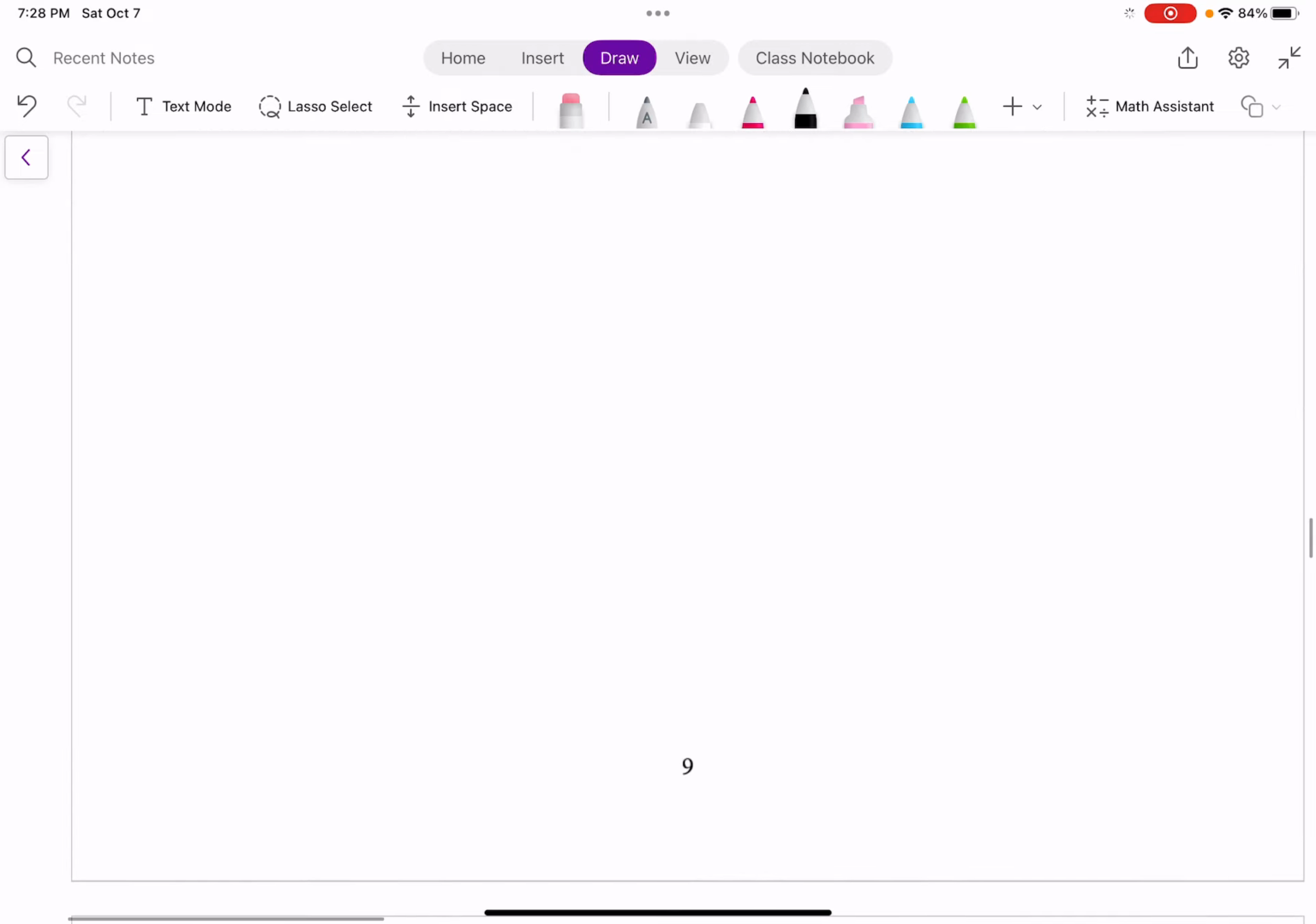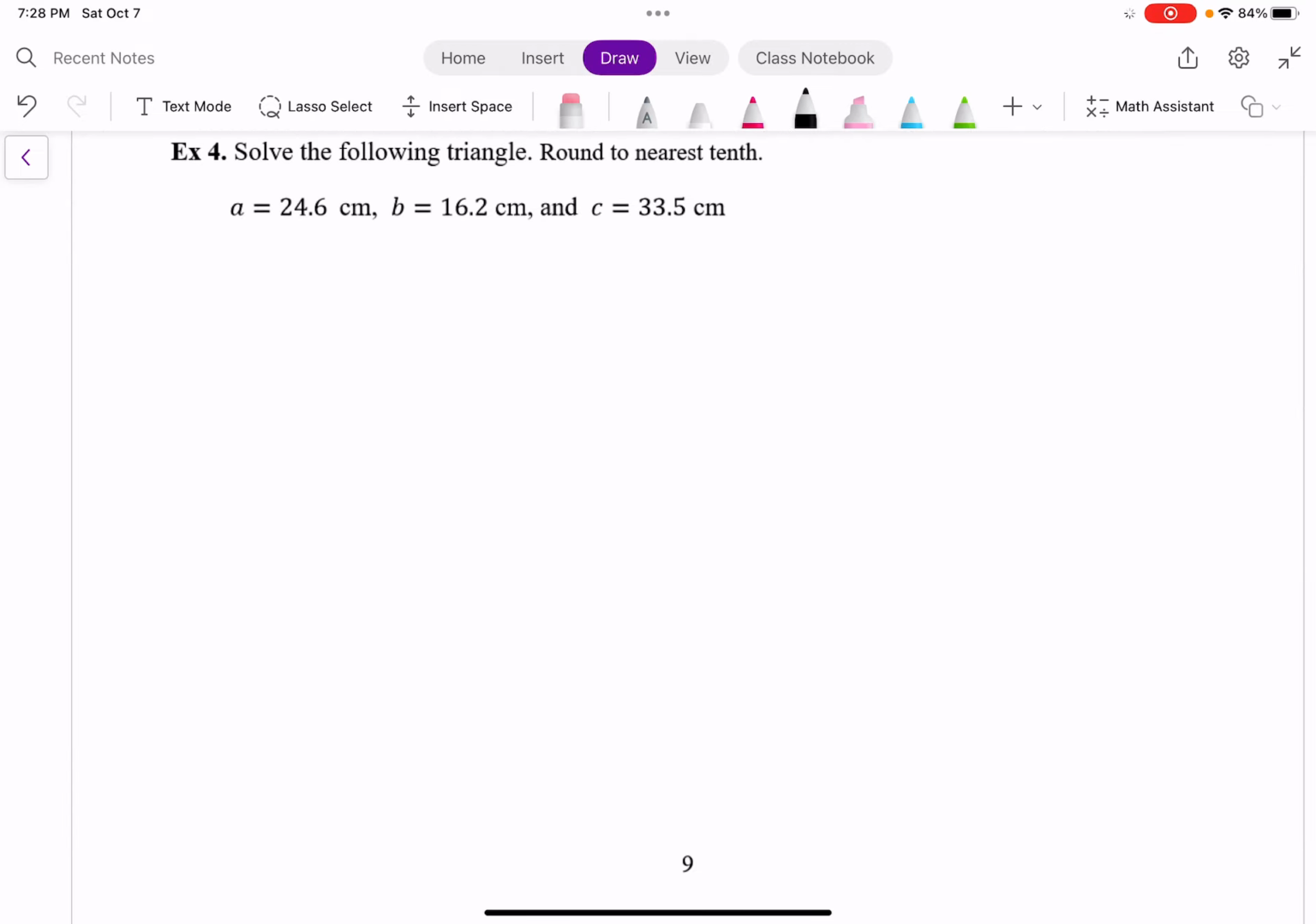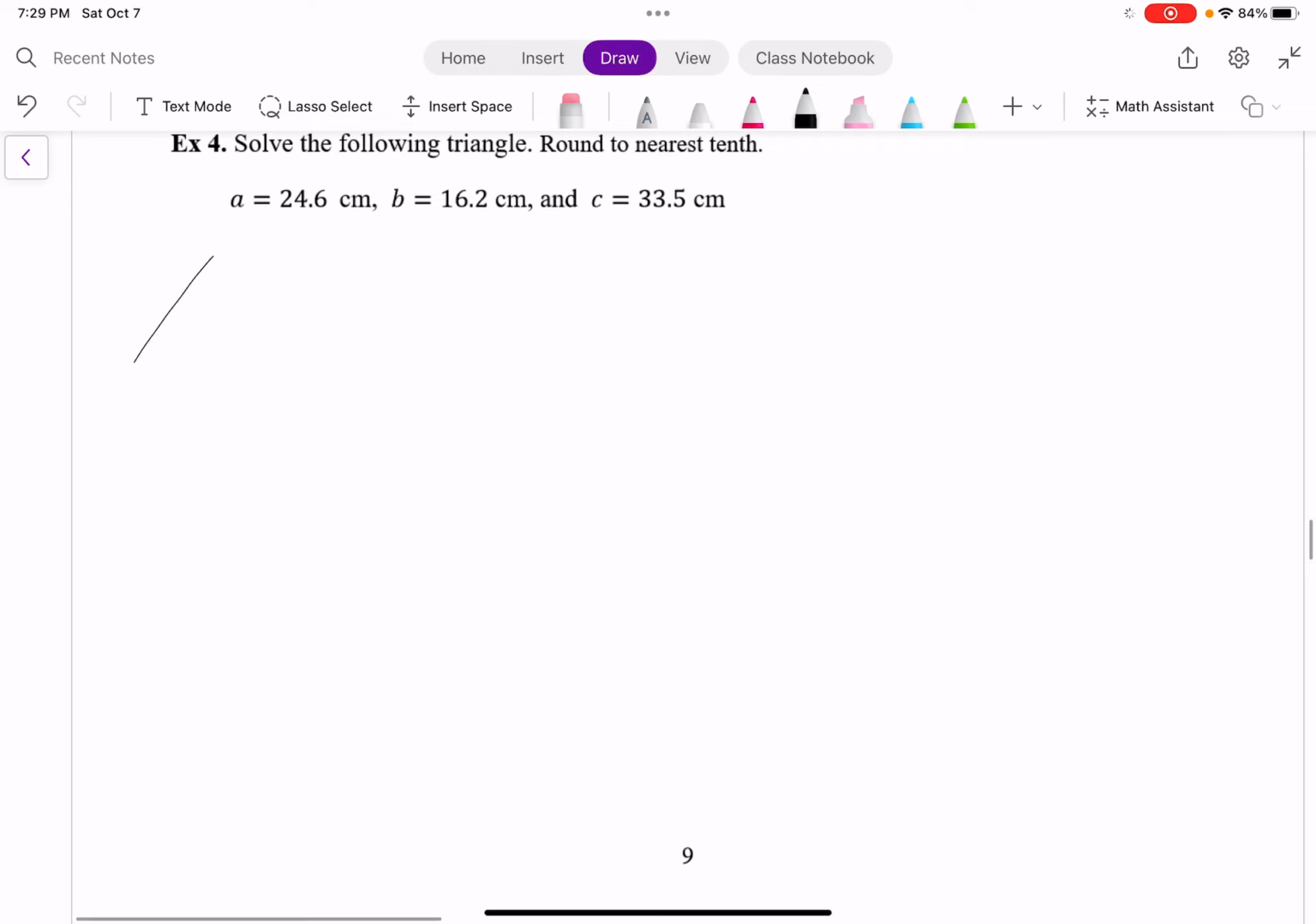All right, let's see number 4. Solve the following triangle, round to the nearest tenth. So here we have the information for ABC. We can randomly draw the image. Maybe this is not the right image, I don't know, because when I see the lengths, I feel c is very long. Maybe I will draw a long c. So let's say this is A, B, C, and c is opposite, 33.5 centimeters, and a equals 24.6, b equals 16.2.